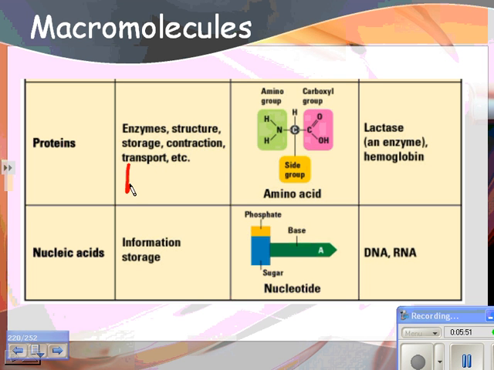Another would be hormones, and I'm going to write this in because we had talked about hormones with the lipids. And so some hormones are lipids and some hormones are proteins. So I want to make sure you have that down. So you should add this in. The monomer of proteins are amino acids.